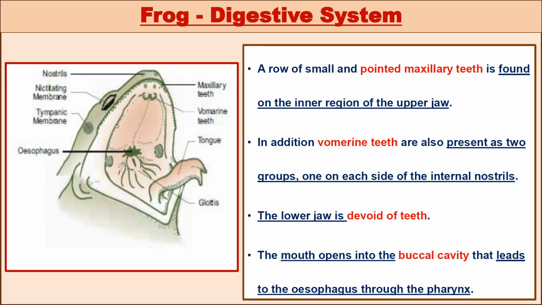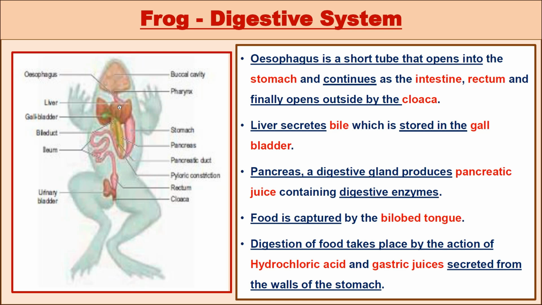A row of small pointed maxillary teeth are present on the inner side of the upper jaw. In addition to the maxillary teeth, they have vomerine teeth. They are also present in the upper jaw below the internal nostrils. The lower jaw is devoid of any teeth. The mouth opens into the buccal cavity that leads to the esophagus through the pharynx. The esophagus is a short tube. This opens into the stomach, and the stomach continues as the intestine. The rectum finally opens outside by the cloaca.